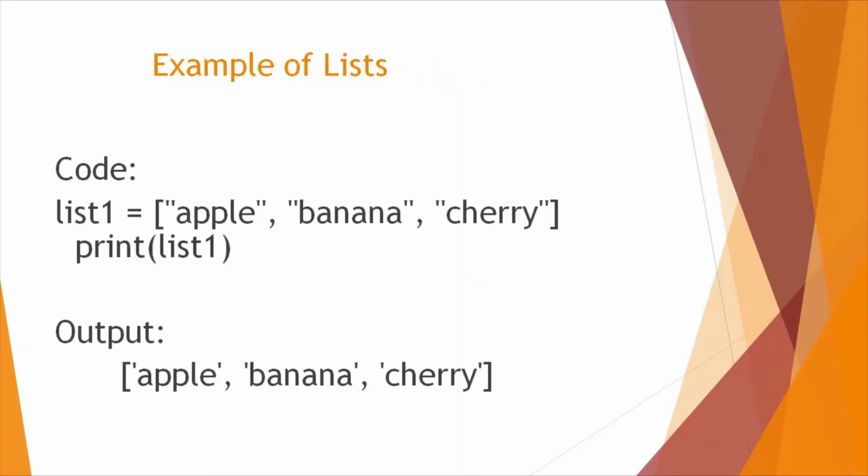So here is an example of a list. list1 is equal to apple, banana, cherry. This is how we can declare a list, and in order to print the list we just pass this list data type into print, and this is how we get the output: apple, banana and cherry.